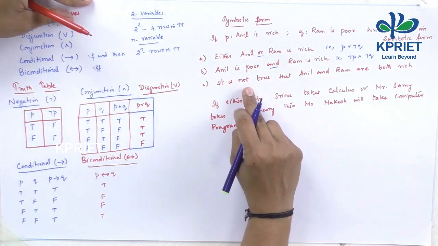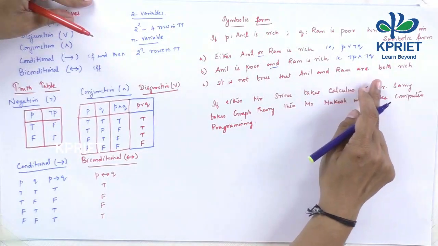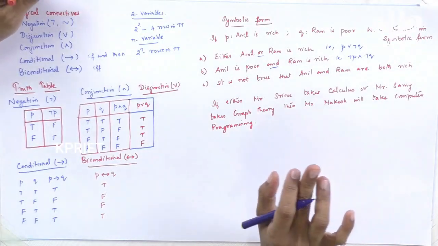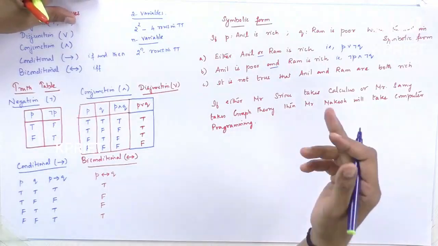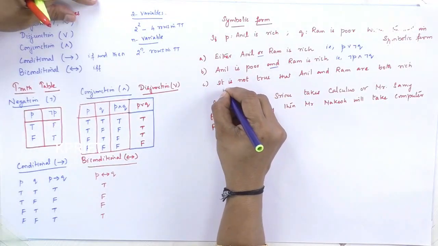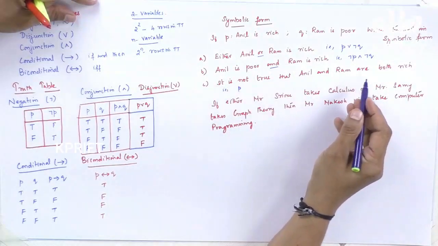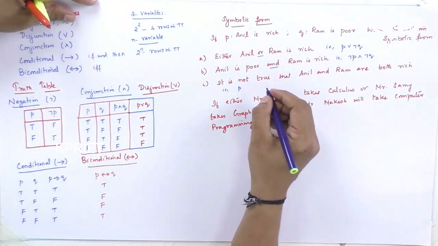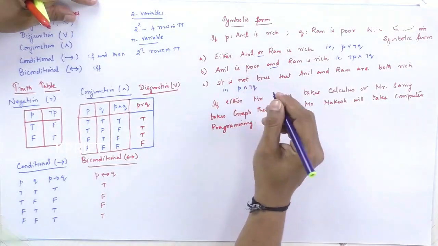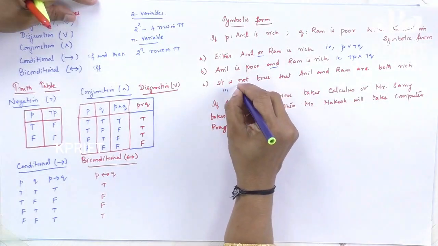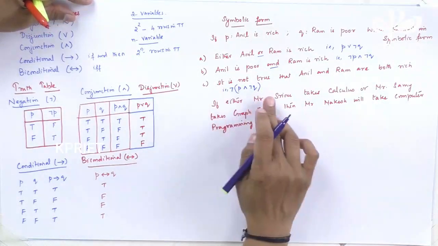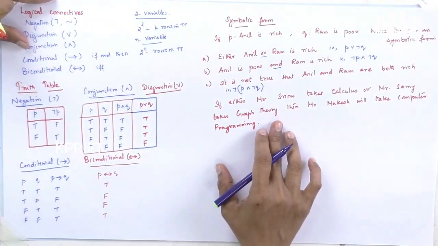Next, the third one: it is not true that Anil and Ram are both rich, which means that Anil and Ram both being rich is not true. It is a false statement. So how do I represent this? Anil and Ram are both rich. Anil rich, I can denote it as P. Fine. Ram poor is Q, so Ram rich will be negate Q. Both means and. And what does it mean? It is not true that. So this statement should not be true, which means negate of P and negate Q. So that is the symbolic form of this statement.